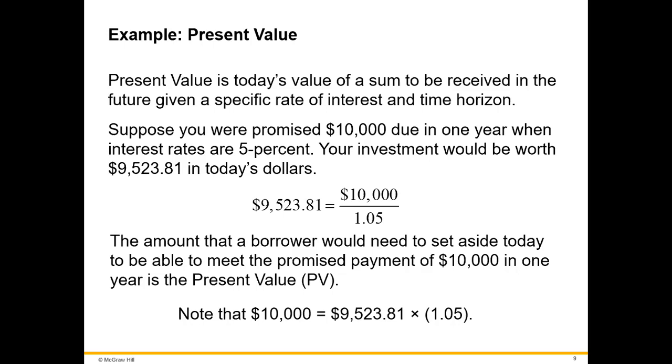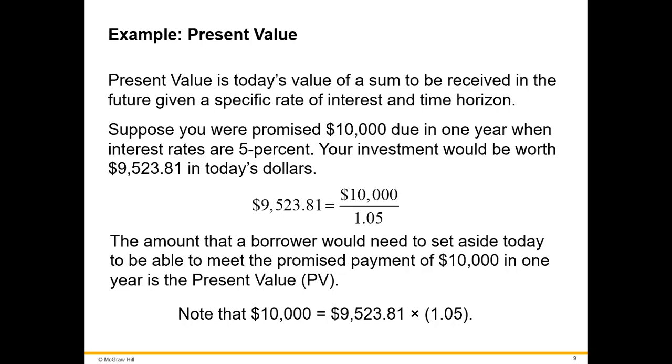So how many years, or how many months, or how many whatever. In our case, we're staying very simple, 1 year. So suppose you were promised $10,000 in 1 year when the interest rates are 5%. How much would you have to invest today, or what would your investment be worth at time zero? Well, if you take the $10,000 future value and divide it by 1 plus the interest rate, or 1.05, that will give you the present value.